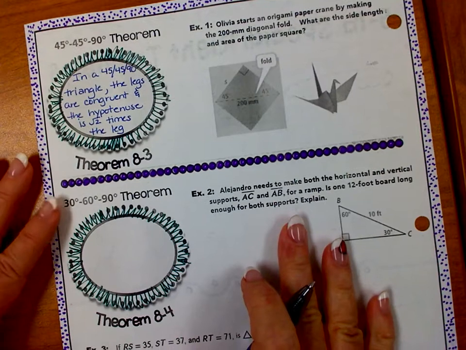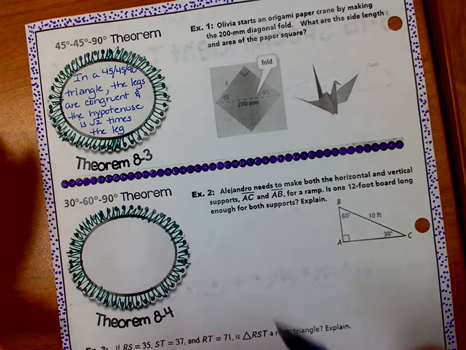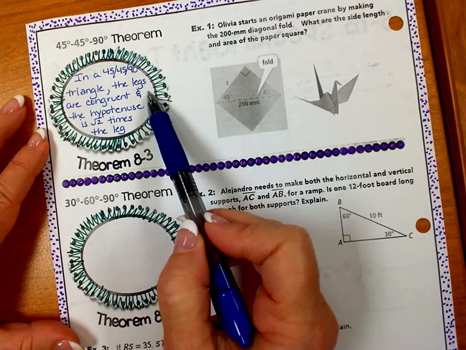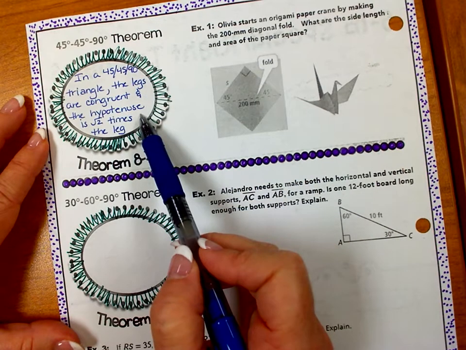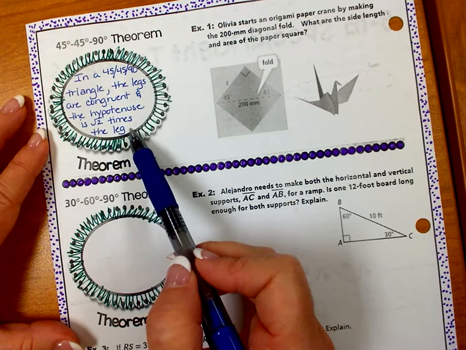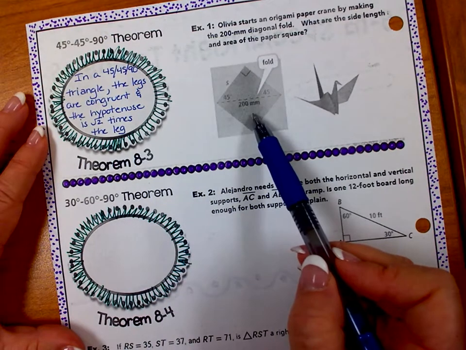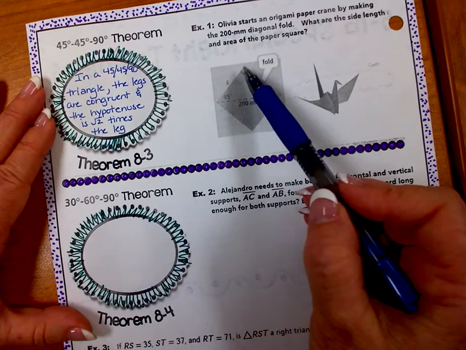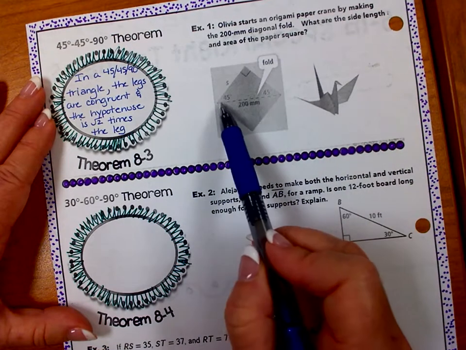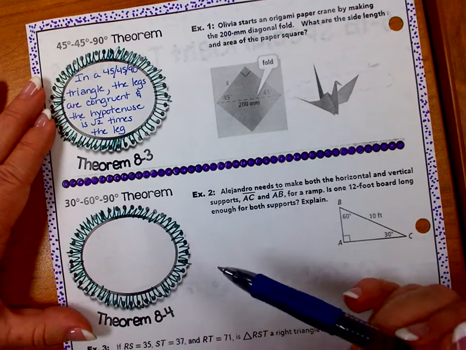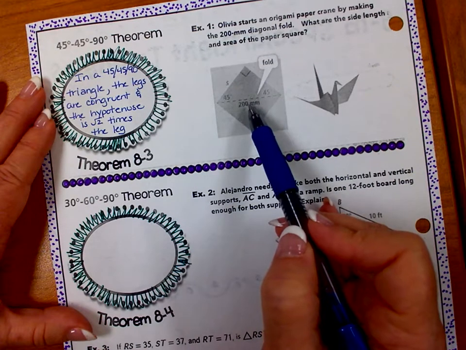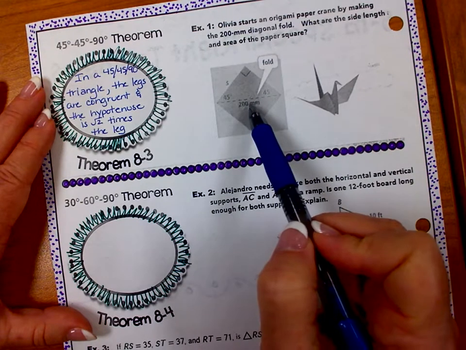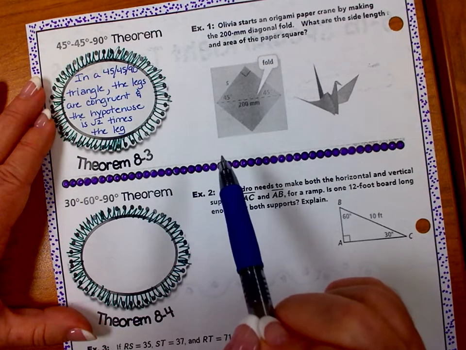So, in our theorems, we know that in a 45, 45, 90 triangle, the legs are congruent and the hypotenuse is radical 2 times the leg. All right, so looking at this, we want to figure out what the sides are on this square. So we have a 45, 45, 90 triangle. We know what the hypotenuse is, and if you remember from what we did before, we're going to take half and multiply it by radical 2.